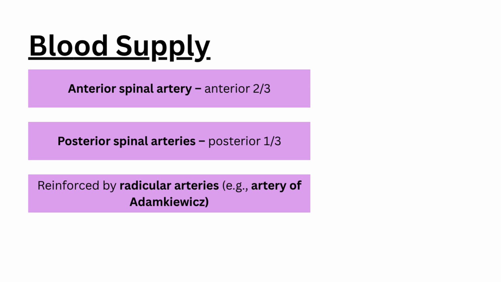The spinal cord receives blood mainly from 1 anterior and 2 posterior spinal arteries, reinforced by radicular arteries such as the great artery of Adamkiewicz in the lower thoracic region.